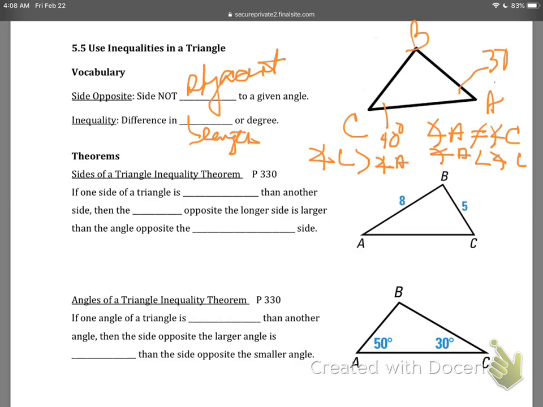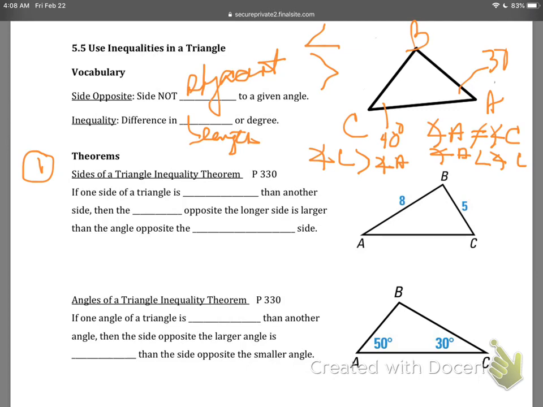We will usually in this section be working with the greater than or less than symbol. And just to refresh on that, if the symbol is going this direction, that means less than. This means greater than. Okay, let's go on now to the theorems in this section. The first theorem we come to talks about the sides of a triangle, so it's called the sides of a triangle inequality theorem.